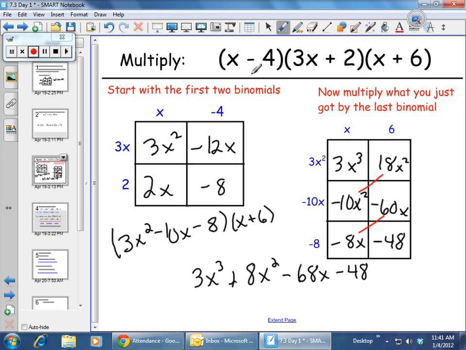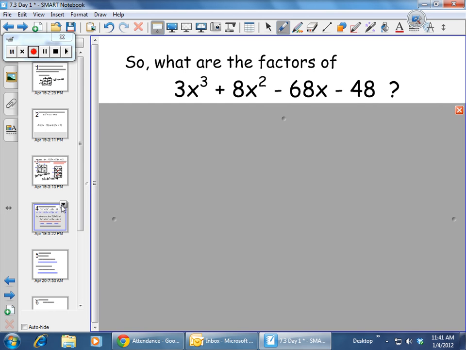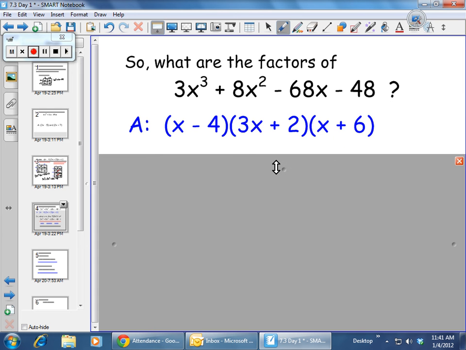Okay, so multiplying 3 binomials together, it's just a multi-step process. You do the first two, then you multiply that answer by the last one. Okay, so then my next question is, what are the factors of 3x to the third plus 8x squared minus 68x minus 48? Well, this is exactly what we just got for our answer, so the factors are those 3 things that we multiplied together to get it. So x minus 4, 3x plus 2, and x plus 6. So those are the factors.